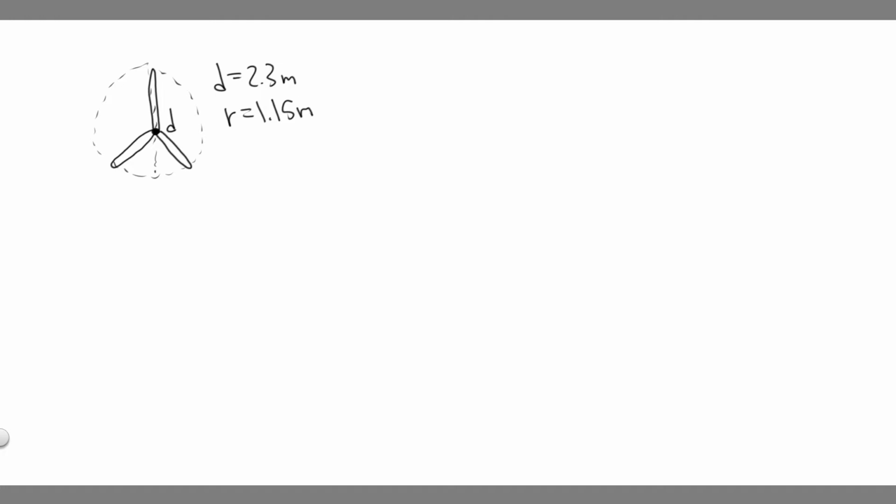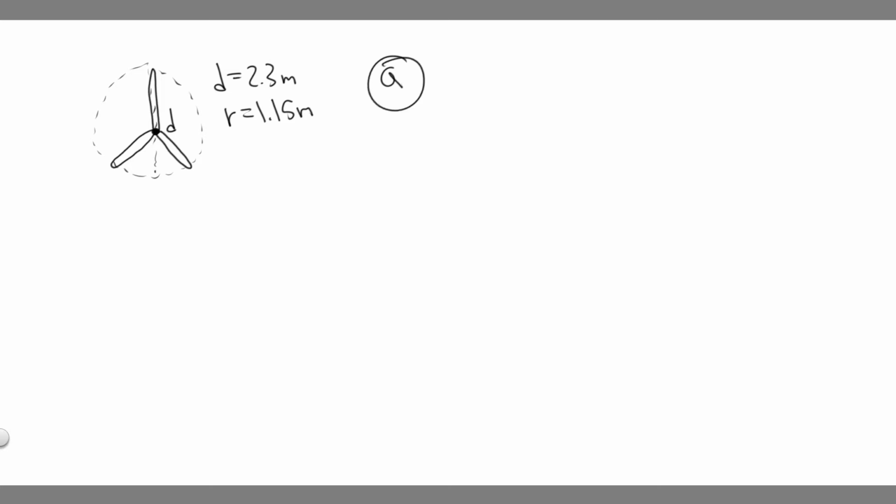So what we have here is this plane, and basically we're given the diameter, which is 2.3 meters. And so we're going to be using the radius to solve this instead of the diameter. So the radius is just half the diameter, so just keep in mind that the radius is 1.15 meters. So now that we know that, we can just go ahead and start.